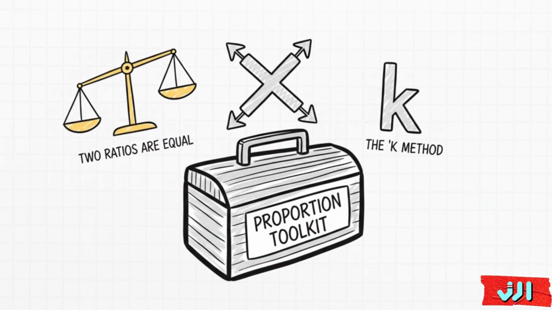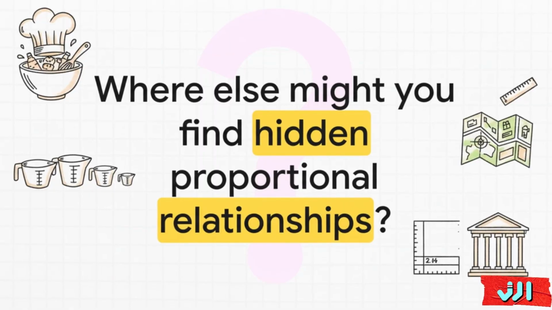So there you have it. That's your complete proportion toolkit. When you boil it all down, it really comes down to these two huge ideas: the raw power of cross multiplication for most problems, and the elegant K method for when things get tricky. So, I'll leave you with this thought. Whether you're scaling a recipe up for a party, reading a map to figure out a distance, or even looking at the architecture of an ancient building, our entire world is built on these hidden relationships. Now that you know the language, where are you going to see them next?